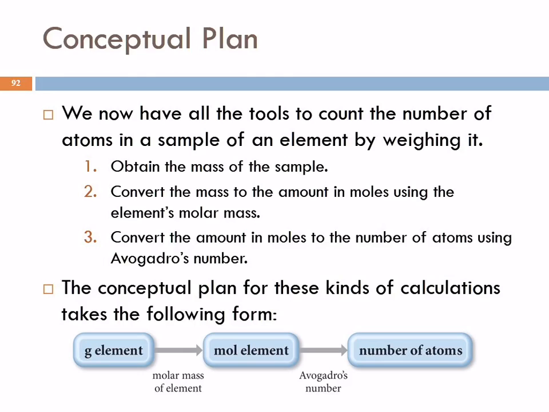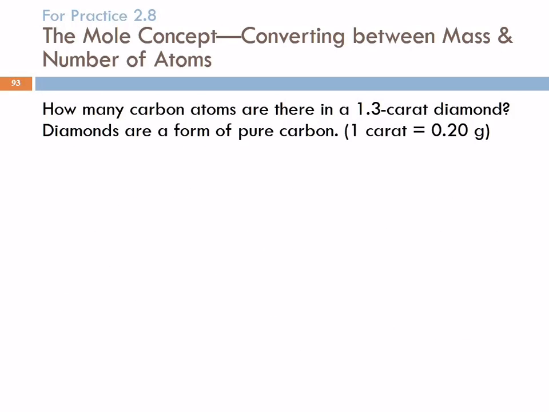So this part's just really going over how to work out the plan for doing some of these calculations. It's really just unit conversions. To count the number of atoms, we're going to find the mass of it. You can convert the mass to moles using the element's molar mass, and then you can convert moles to number of atoms using Avogadro's number. Let's do an example. How many carbon atoms in a 1.3 carat diamond? And then it's telling us diamonds are a form of pure carbon, and 1 carat equals 0.20 grams.